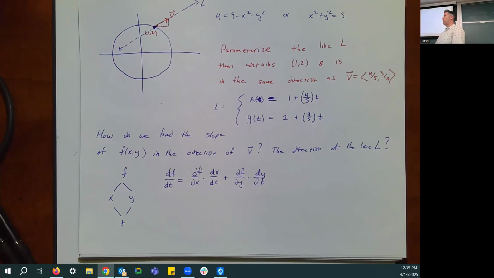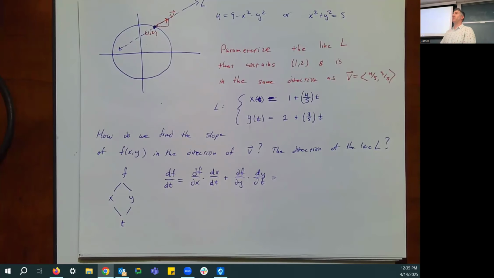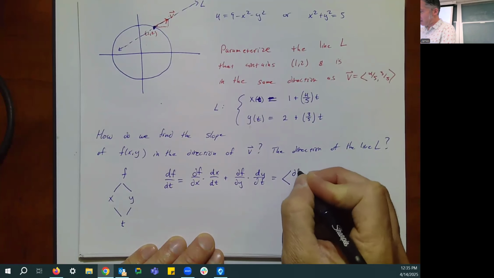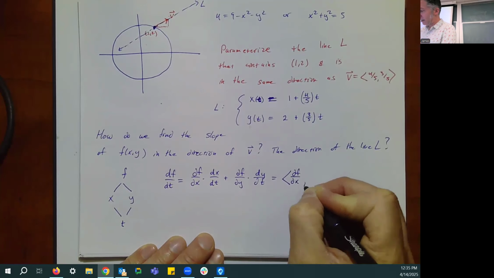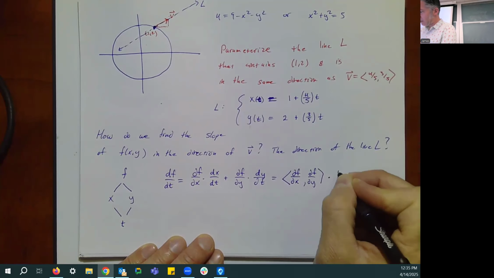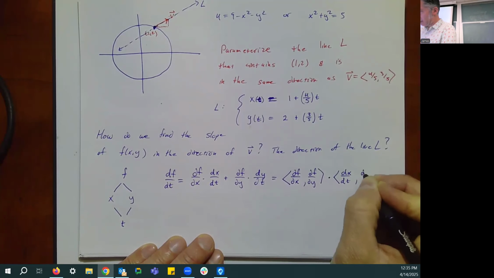And although we have actual numbers here, I want to rewrite it. I'm going to rewrite this as the dot product of some vectors. This is the dot product of the vector containing del f del x, comma, del f del y, dotted with the vector containing dx dt, comma, dy dt.